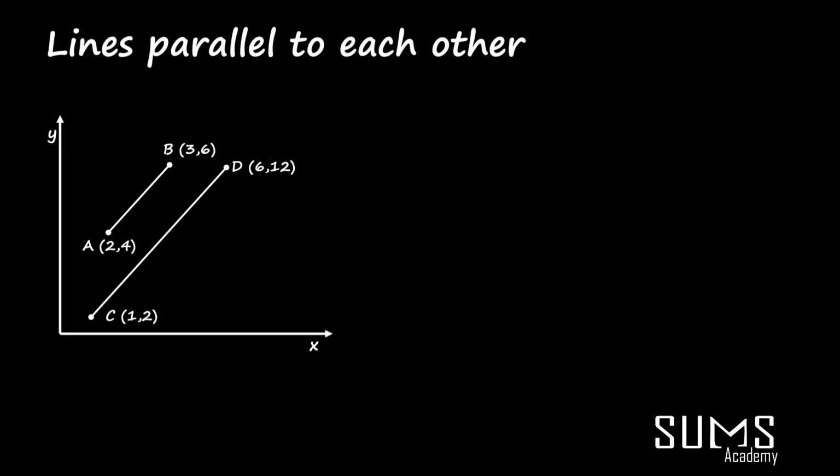But what about if you have two lines that aren't parallel to either of the axes, but they're parallel to each other? What would their relationship and their gradients be? We'll just work these out again. m of AB equals 6 minus 4 all over 3 minus 2, equals 2 over 1, which is just 2. So the gradient of AB is 2.